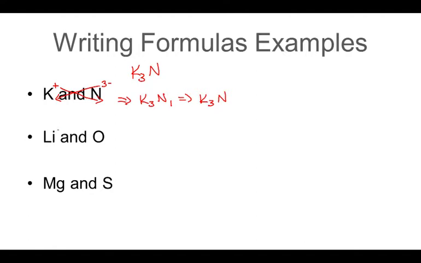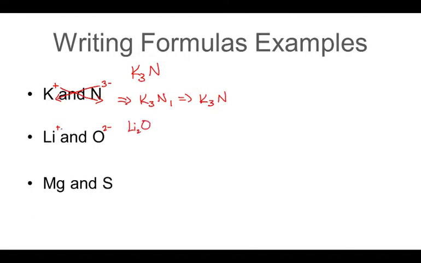So let's try another one. Lithium is in the second column. Nope, first column, I lied. So it has a charge of +1. Oxygen is in the 6A group, so it has a charge of 2-. Now we need those charges to add up to 0, so we know that we need 2 lithiums for every 1 oxygen, because lithium has a +1 charge, oxygen has a 2- charge. So really this guy will just become Li2O.